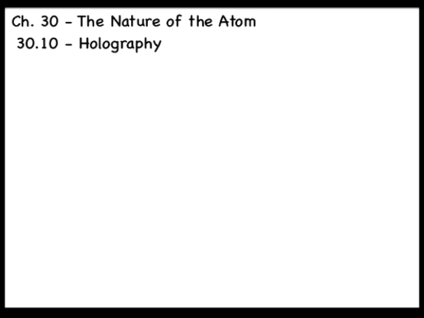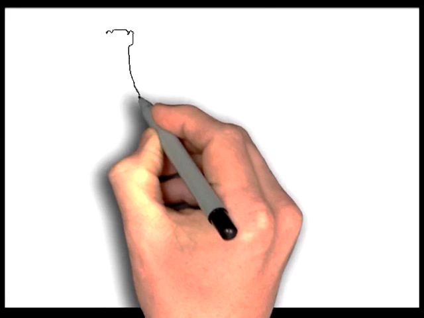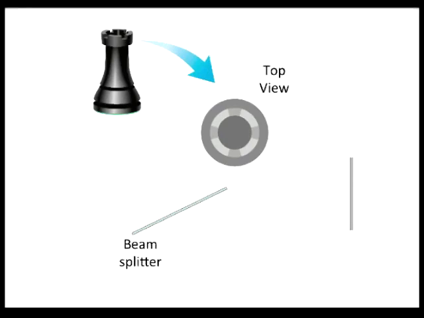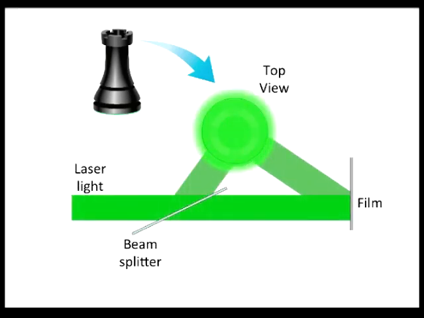Suppose we want to make a holographic image from a three-dimensional object such as this chess piece, in this case a rook. Looking from the top, a beam splitter, which is a half-silvered mirror, and a photographic film are set up as seen here. Laser light strikes the beam splitter, which reflects part and transmits part of the light. The reflected part is called the object beam because it illuminates the object. The transmitted part is called the reference beam and goes directly to the film.